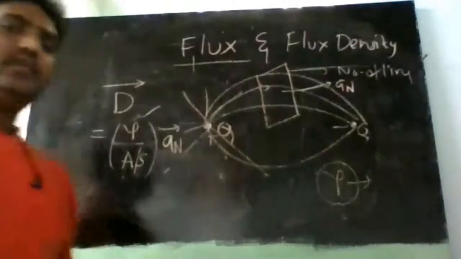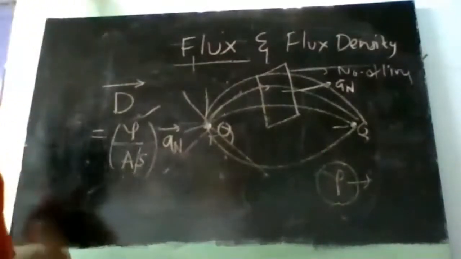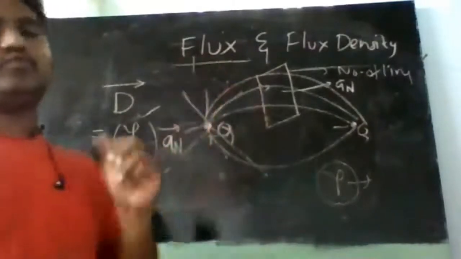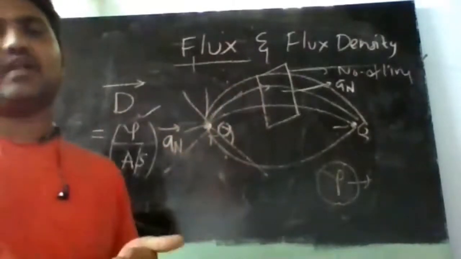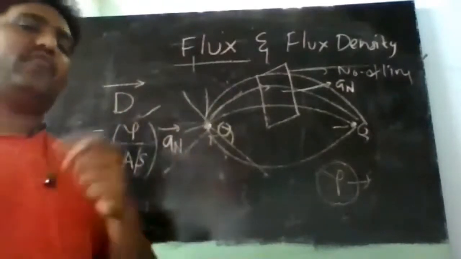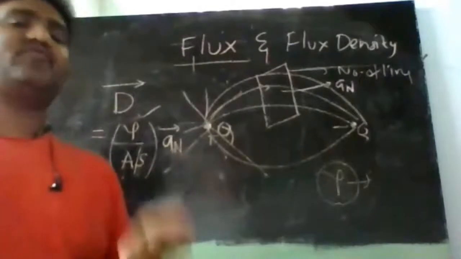Am I clear? So what we are saying is, whenever there is a charged particle, the charged particle produces force. This force will exist in the form of lines. Such lines are called flux lines.